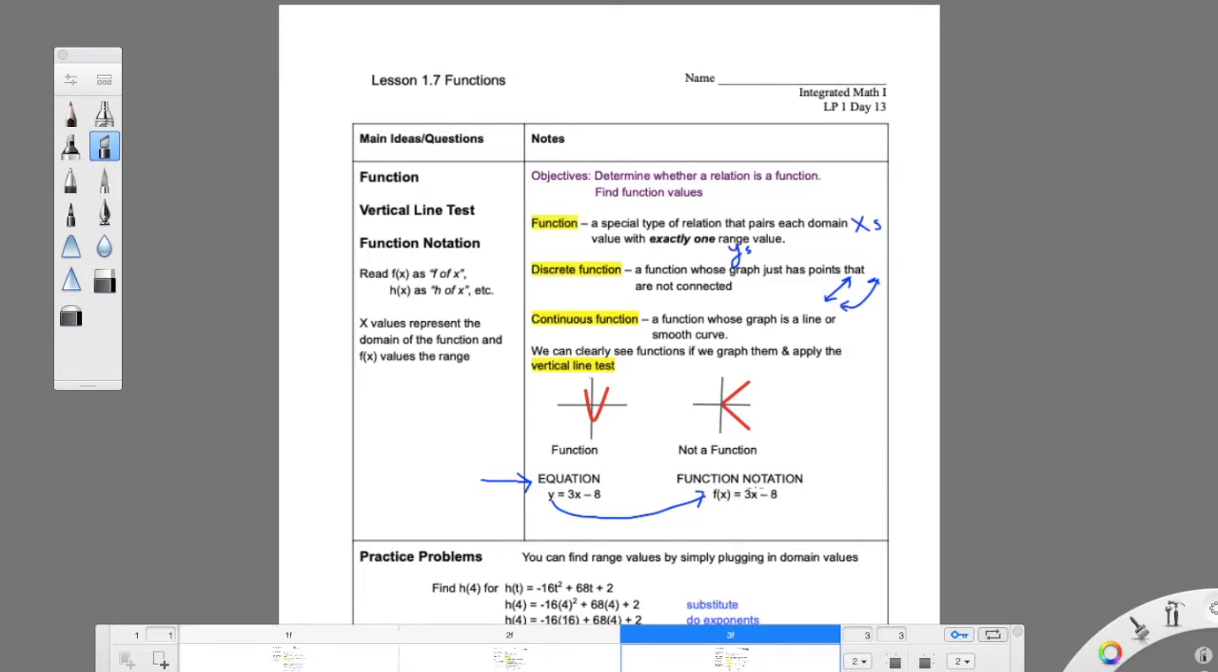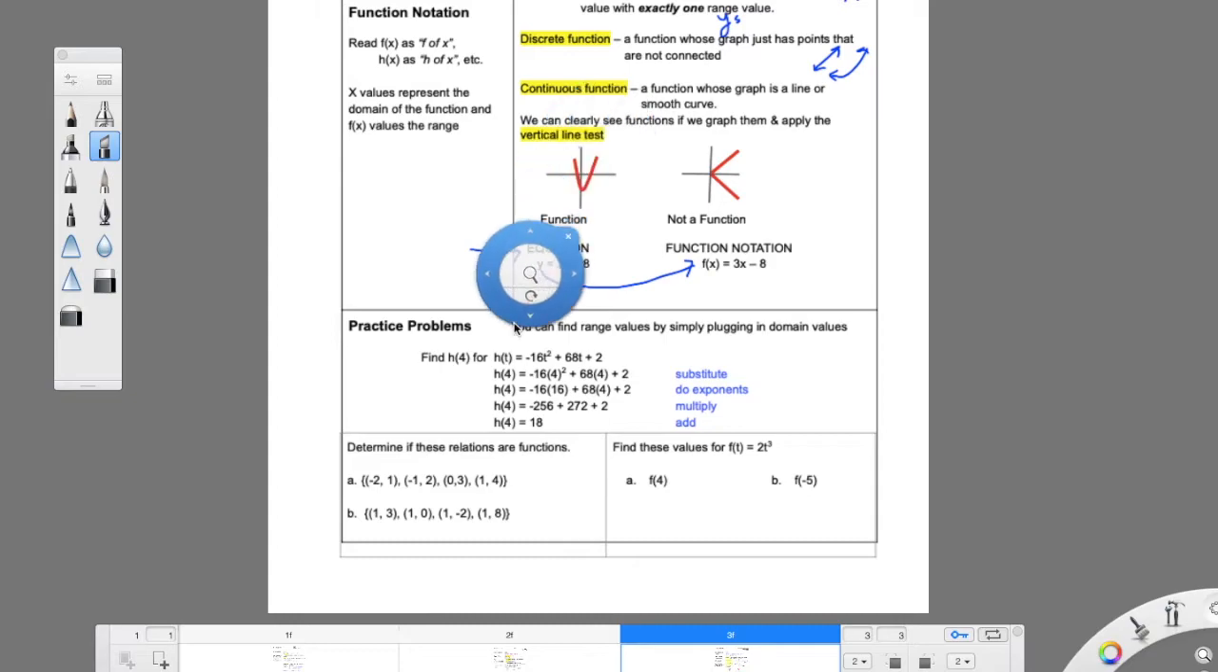All right, let's go ahead and take a look at a practice problem so that we can see this a little clearer. You can find range values by simply plugging in domain values. Again, range is the y, or the f of x, or whatever letter it is. In this case, it's h actually. Domain values are the x's.